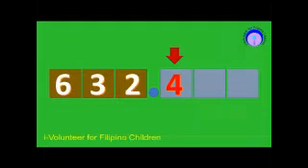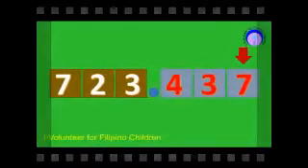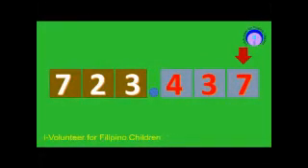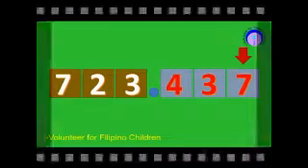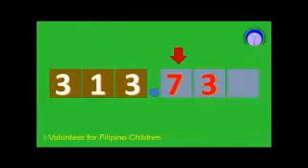The number is 632 and 4/10. Digit 4 is in the tenths place. Next number is 723 and 437 thousandths. The next number is 313 and 73 hundredths. Digit 7 is in the tenths place.